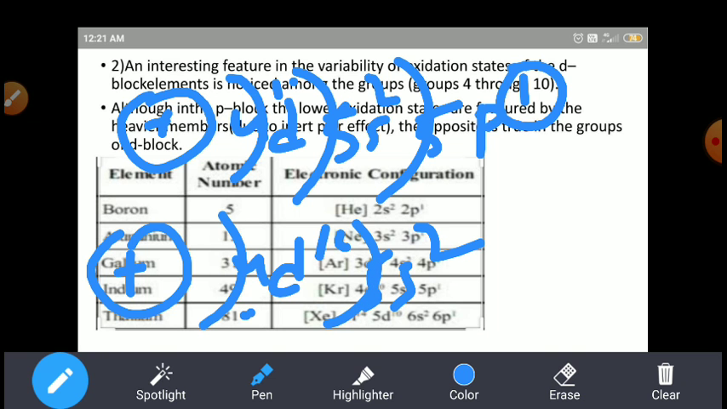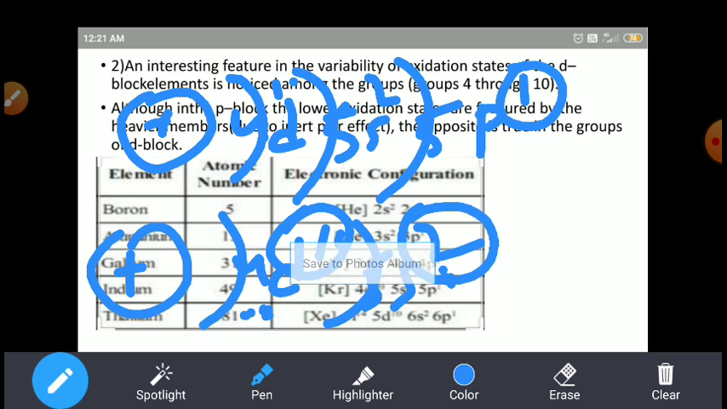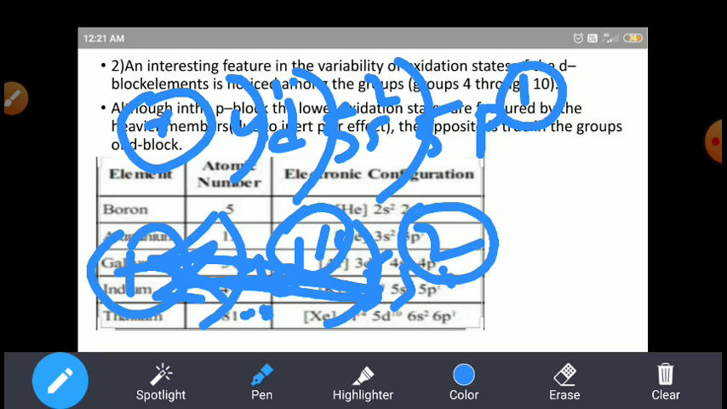So the inner 4d orbitals exhibit a strong nuclear charge and less screening effect. So the 4d orbitals do not repel the 5s electrons, and that's why the 5s electrons are completely concentrated toward the nuclear charge. So these two electrons never participate in chemical bonding and never show an oxidation state. This is called the inert pair effect.